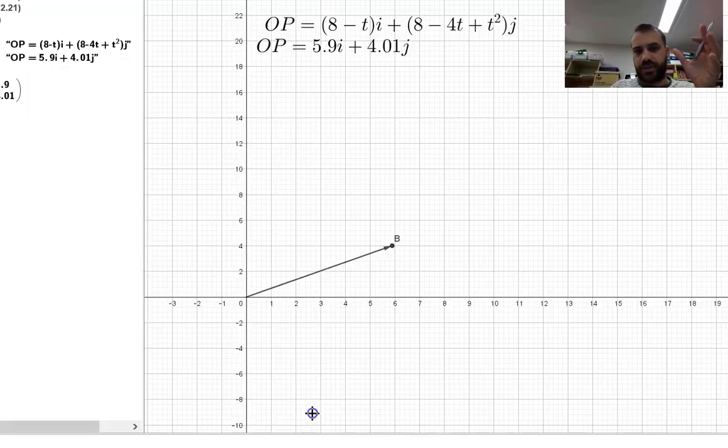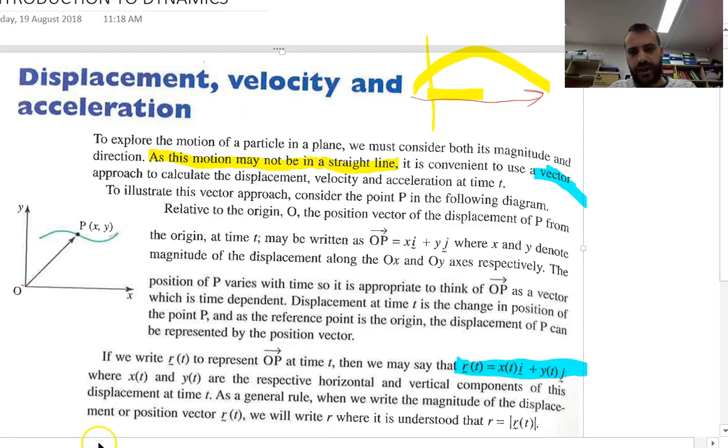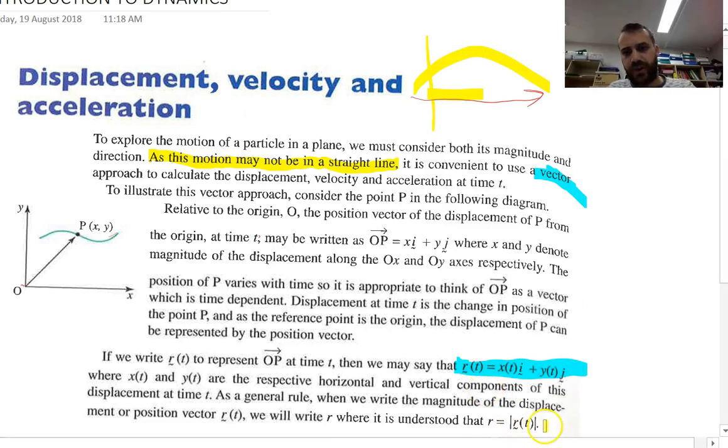Of course, sometimes it's useful to know the i component, sometimes it's useful to know the j component, but sometimes it's useful to know the absolute magnitude of that vector. If this is our origin, sometimes it's just useful to know how far something is from the origin, and you can do that just by finding the magnitude: r equals the magnitude of r(t).